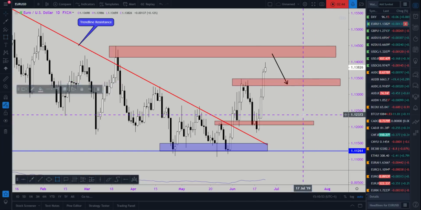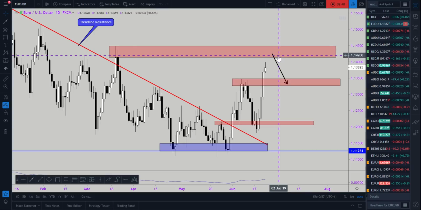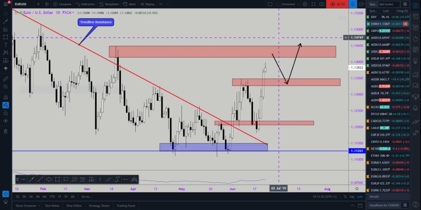So again, looking left, we have these highs to contend with. If the market does decide to retest this area, we could look for some potential short-term shorts into these highs to then look for that continuation trade on the US dollar weakness.